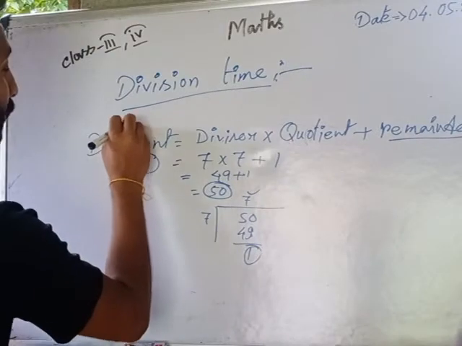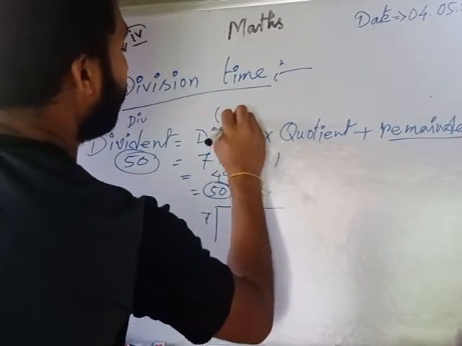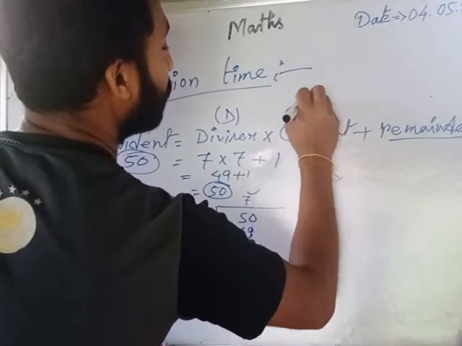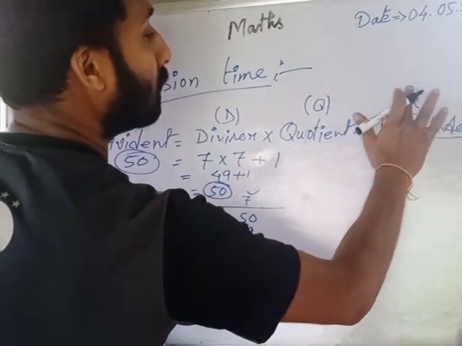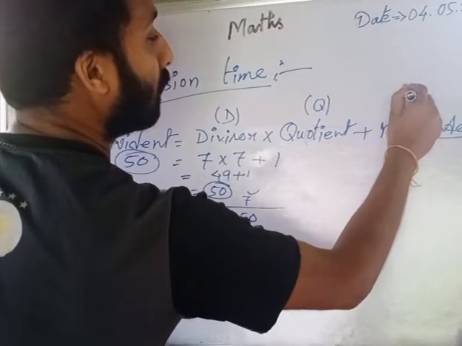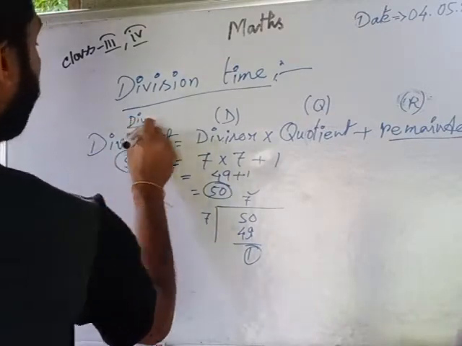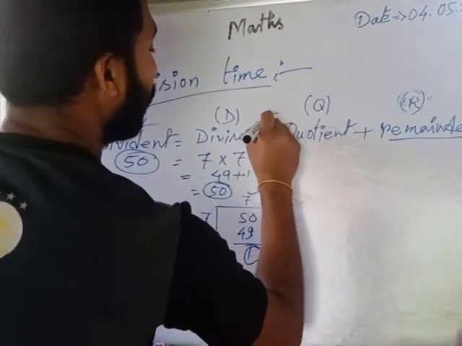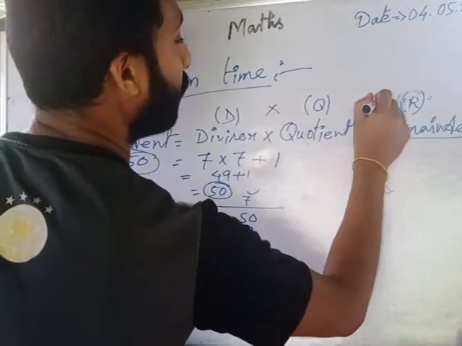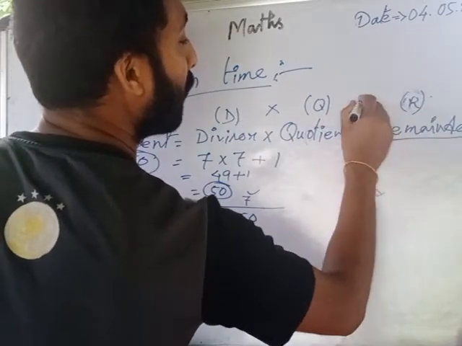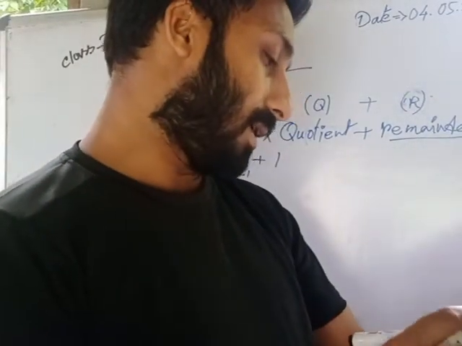The dividend is called Div in short form. The divisor is called D. The quotient is called Q. The remainder is called R. Okay. So Div is equal to D multiplied with Q plus R. It is the relation.